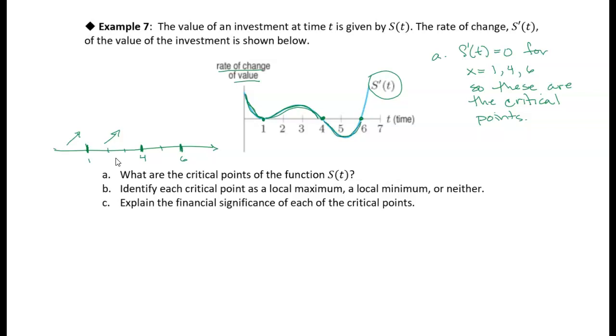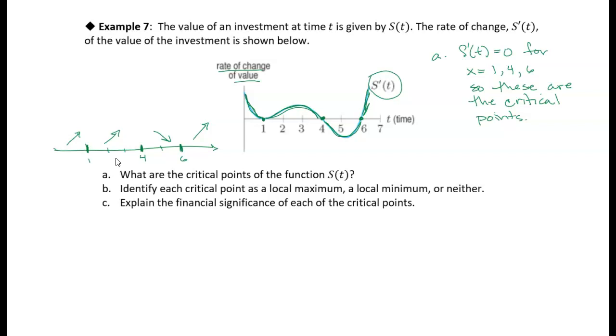Between 4 and 6, it's decreasing, because the derivative is negative, so the function itself is decreasing. And to the right of 6, we're back to a positive rate of change, so it's an increasing function to the right of 6.